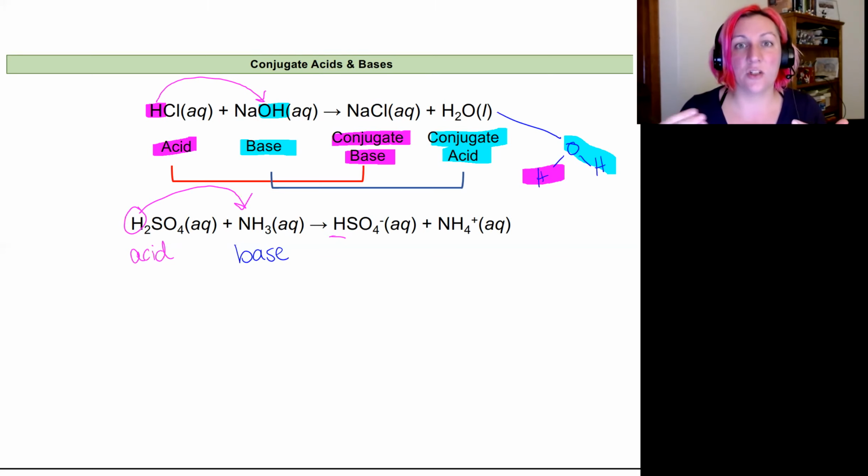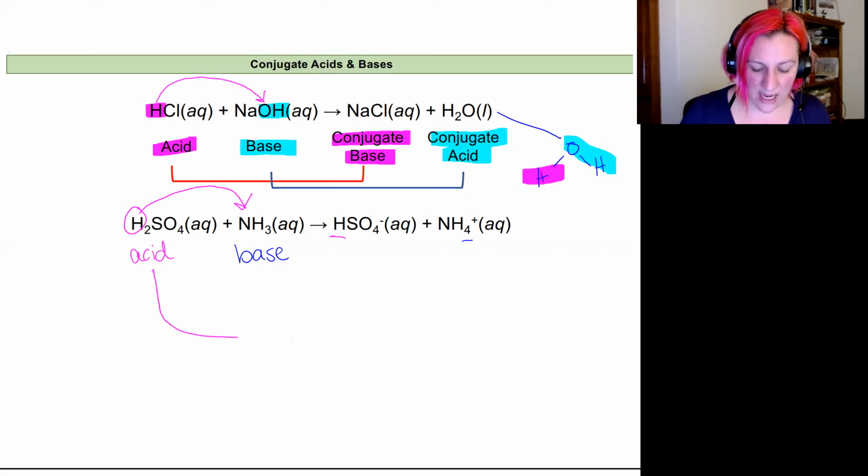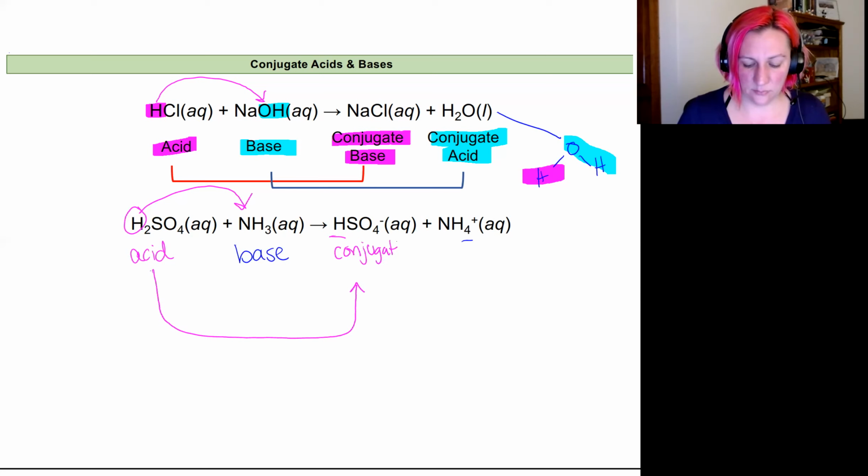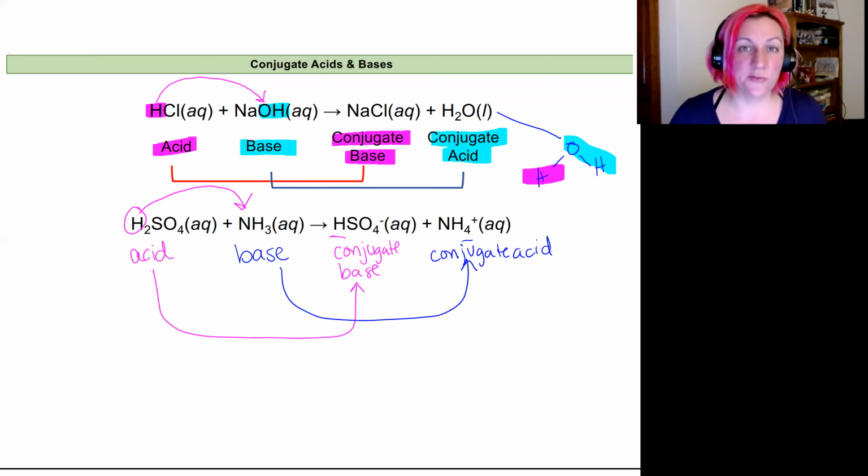Then I can label these as my conjugate acid and conjugate base. My acid is going to produce a conjugate base, and my base will produce my conjugate acid. And I just shifted a hydrogen around.